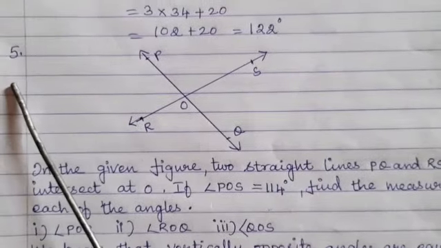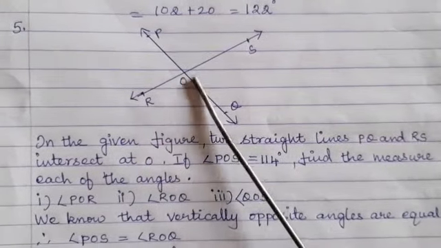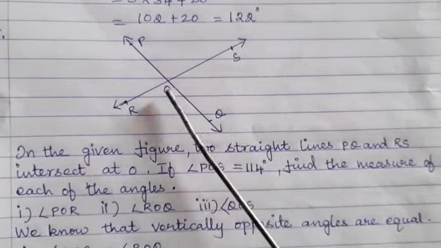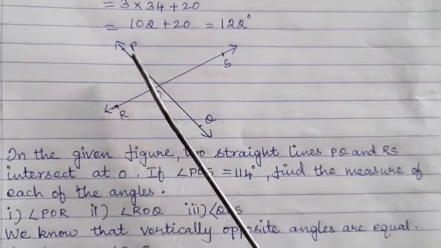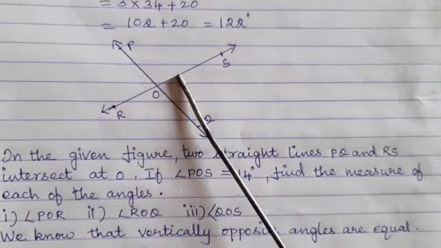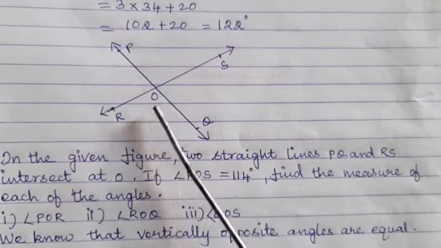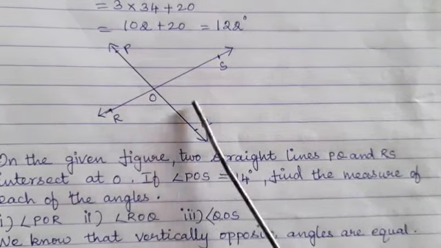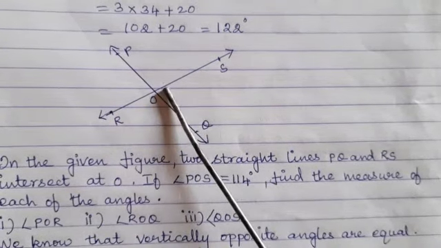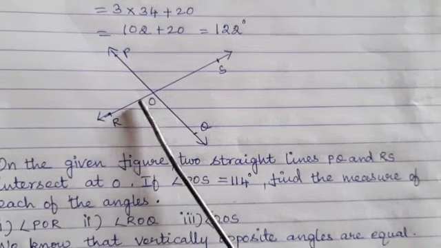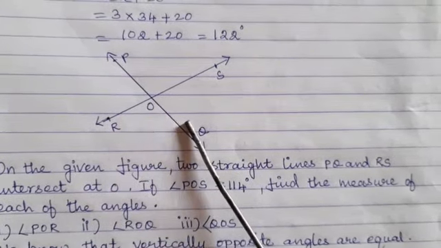Question number 5. In the given figure, two straight lines PQ and RS intersect at O. If angle POS, this angle, is given as 114, find the measure of each of the angles. So how many angles are left now? POS is given. Now we are going to find out QOS, this angle, and ROQ, this angle, and POR. Three angles we have to find out.